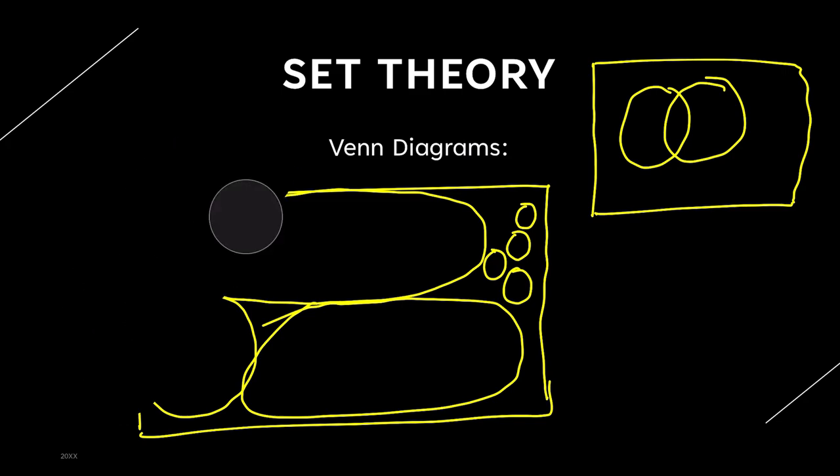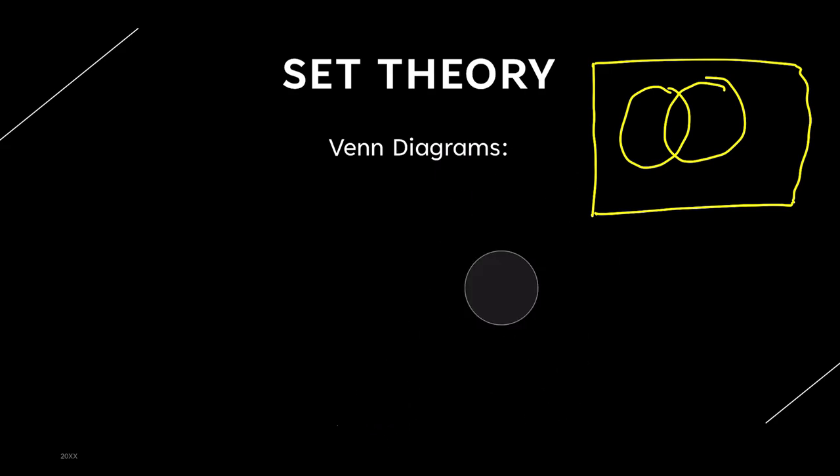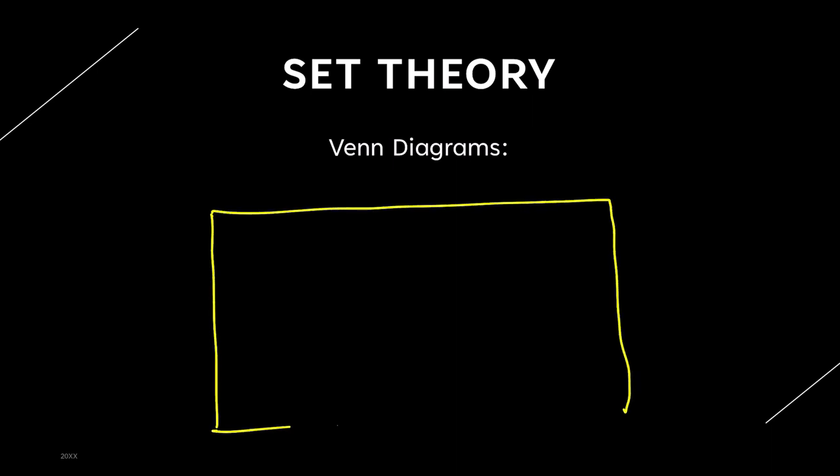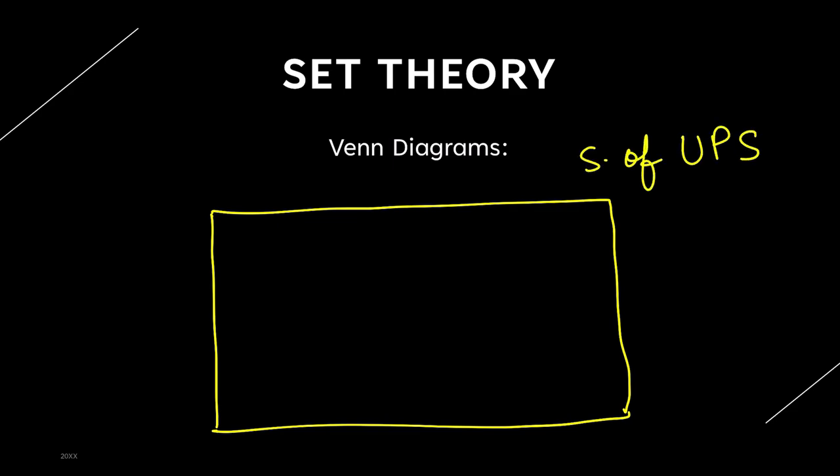Now, let's take another example, suppose a class. These are the students of some school. Say, suppose the students of UPS. Some school is there, UPS, and this forms a universal set of students of UPS school. Now, this is the number of students.